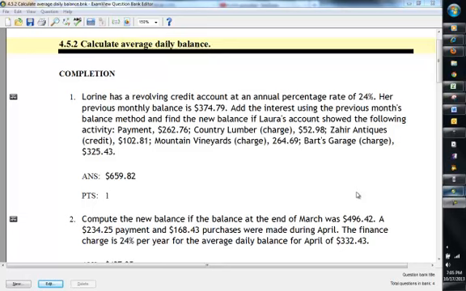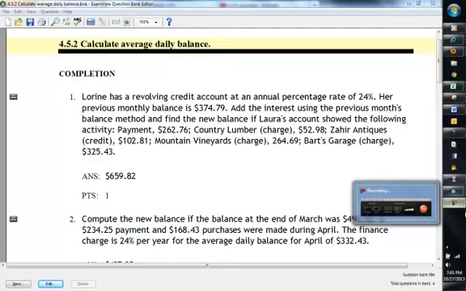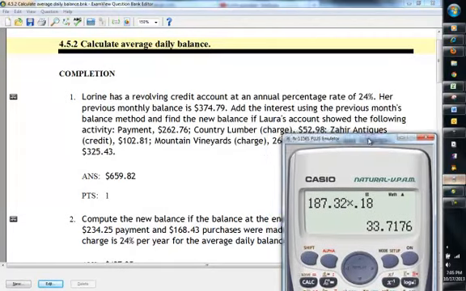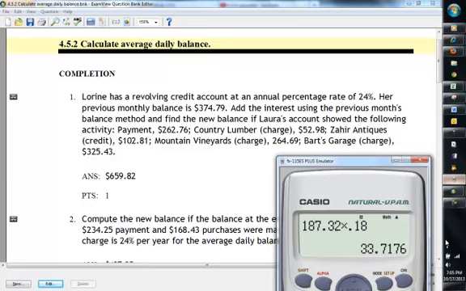In section 4.5, we're dealing with open and closed credit. This first question deals with a credit card and trying to find the new balance. So what we need to perform this is our calculators, and it says her previous month's balance is $374.79. Add the interest using the previous month's balance method.